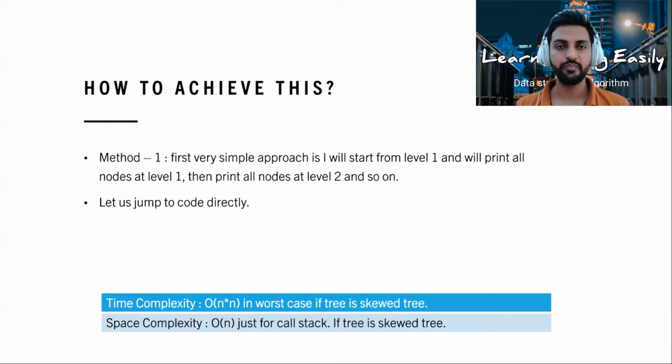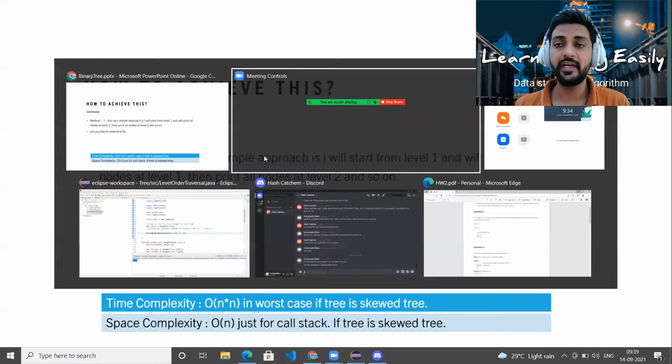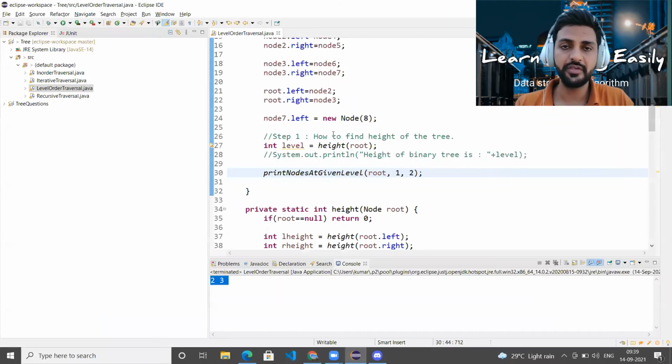So we know how to print nodes at a particular level. We know how to find how many levels our tree has. So we can simply run a loop. Once we know how many levels we have, just run a loop for that many levels and print the nodes at each level one by one. Now let me explain you with the help of code. Do not worry about that.